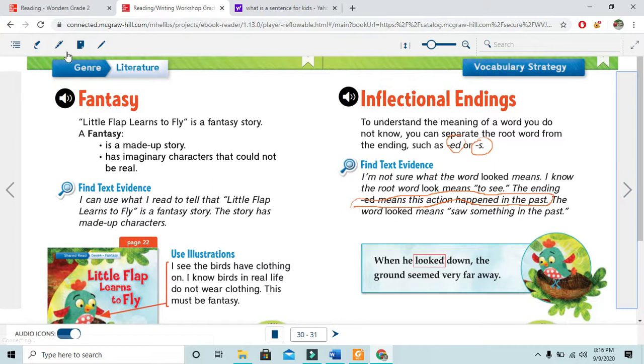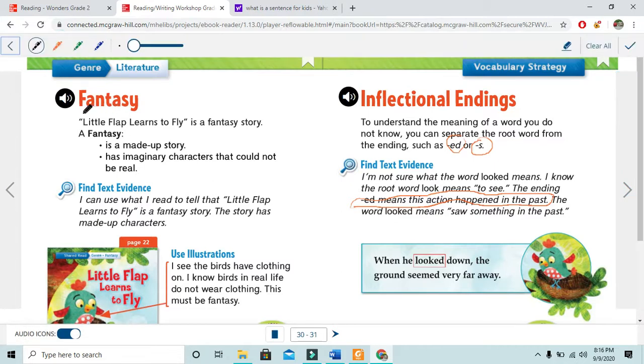What is the genre of this story? The genre, this means what kind of reading it is. It's fantasy. What do you mean by a fantasy story? A fantasy, this means it's a made-up story. Made up, this means someone created or imagined it. And the fantasy story, it doesn't have real characters. Of course, these characters could not be real because they are animals and animals cannot talk.